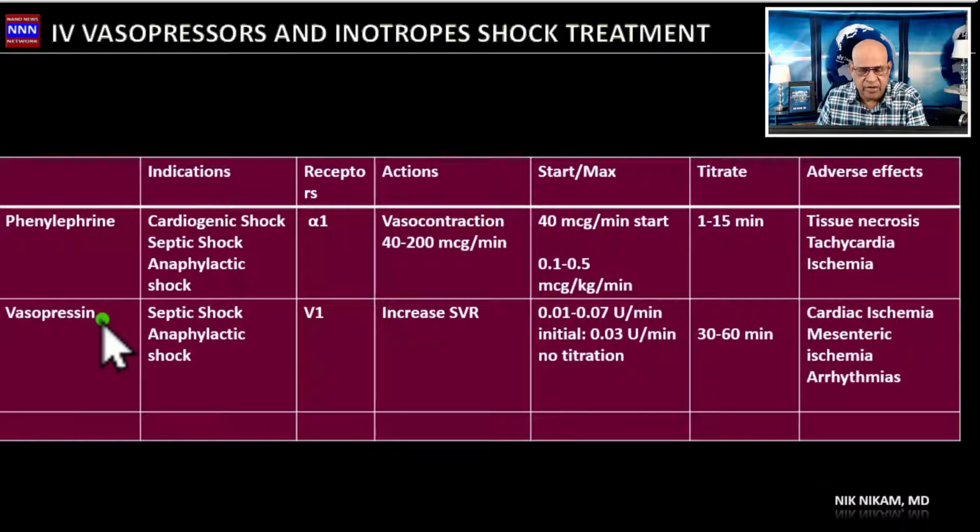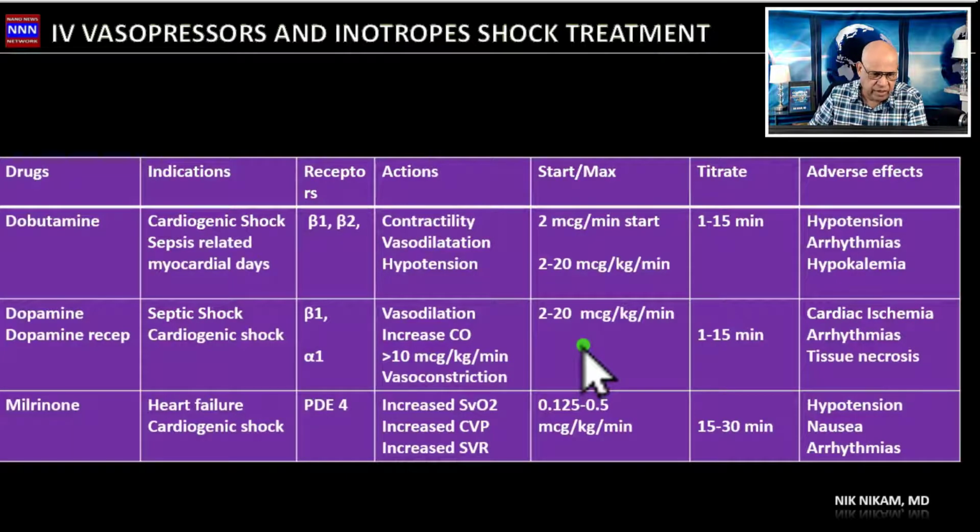Vasopressin is recommended for septic shock and anaphylactic shock. It acts on vasopressin receptor 1. It increases the systemic vascular resistance, and the dose here is 0.01 to 0.07 units per minute, and the initial dose is 0.03 units per minute. There's no need for titration, and if you need to titrate, you do it every 30 to 60 minutes. It causes cardiac ischemia. It also causes mesenteric ischemia and arrhythmias.